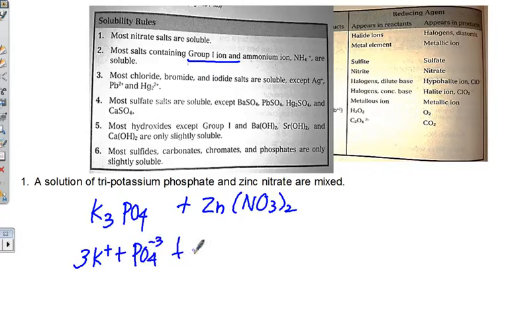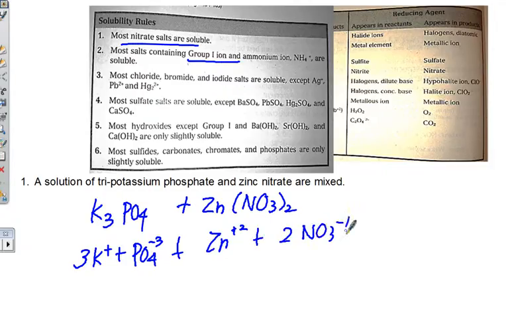Okay, most sulfate salts, that's not applicable. Let's see, which one has to do with nitrate and zinc? It says number 1, most nitrate salts are soluble. So no matter what nitrate is bonded to, it's going to be soluble. So it's going to fall apart. So Zn 2+ and 2 NO3 minus.